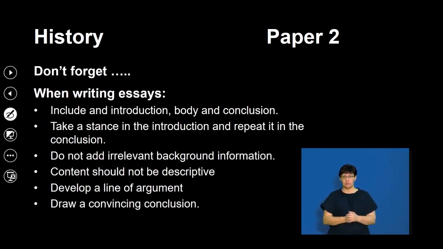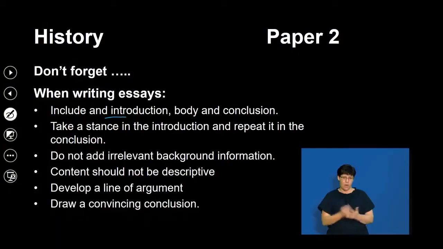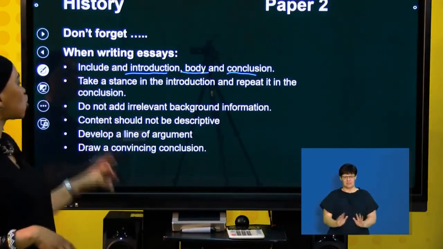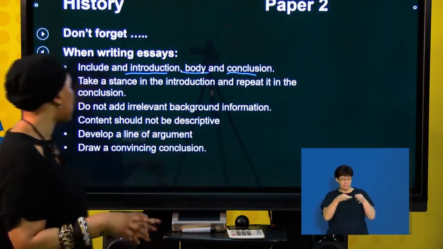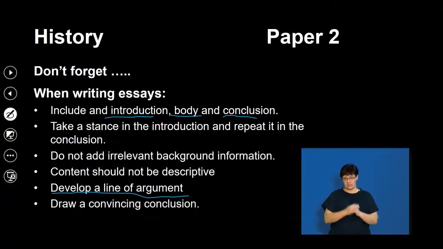And then when you're writing essays in section B, as I said when we were discussing history paper 1, you need to know the structure of the essay. You need to have an introduction, body, and conclusion to your essay. You need to take a stance in the introduction and then repeat it in the conclusion. Do not add irrelevant background information. Content should not be descriptive. We should use it to develop a line of argument. That is very important. And then you draw a convincing conclusion that will be based on the evidence that you will have given.